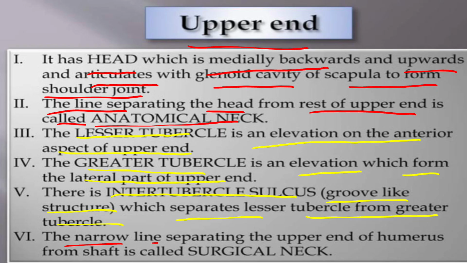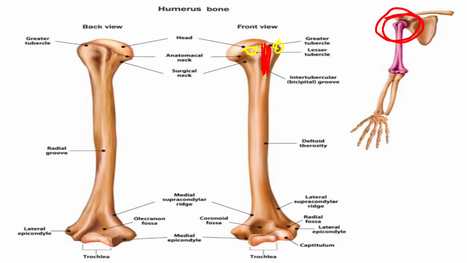The narrow line separating the upper end of the humerus from the shaft is called the surgical neck. See in this diagram, the surgical neck separates the upper end from the shaft of the humerus.